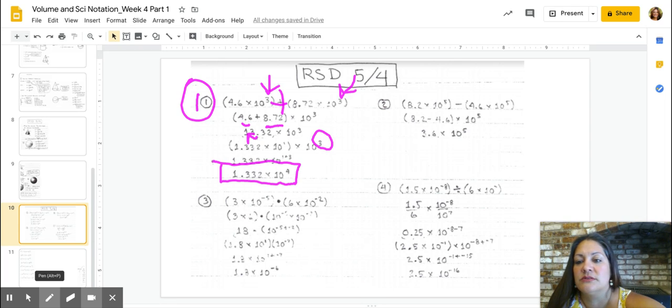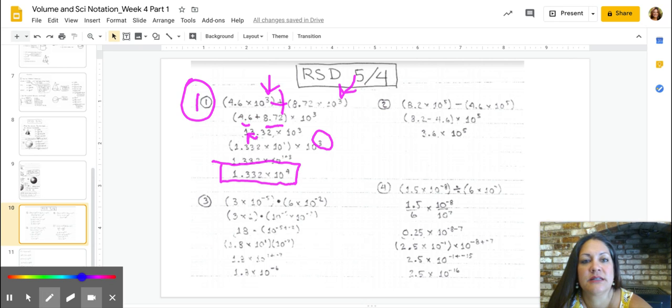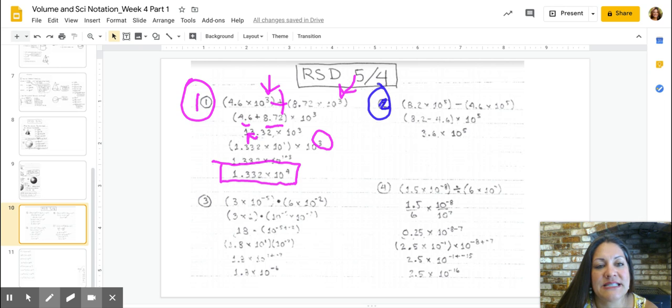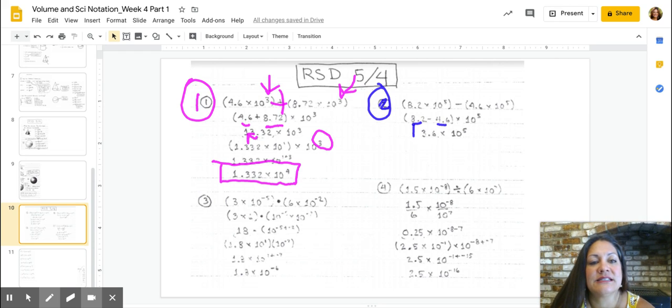Number 2. Okay, we have 8.2 times 10 to the fifth minus 4.6 times 10 to the fifth. Here it is. And easy peasy gives us 3.6 times 10 to the fifth.